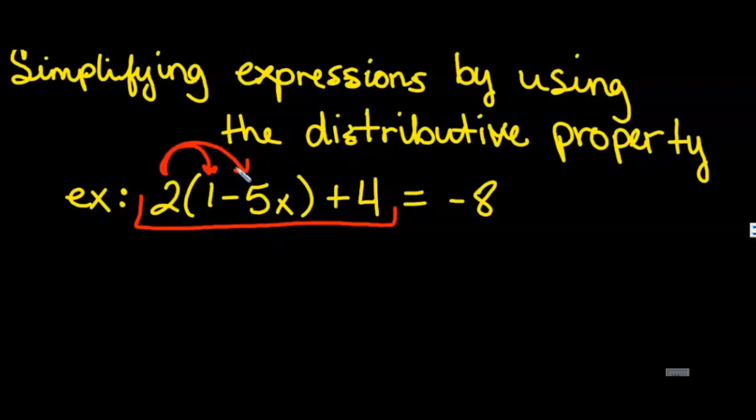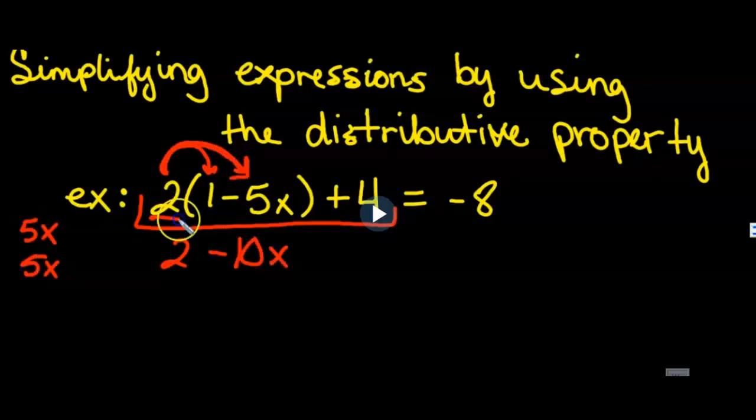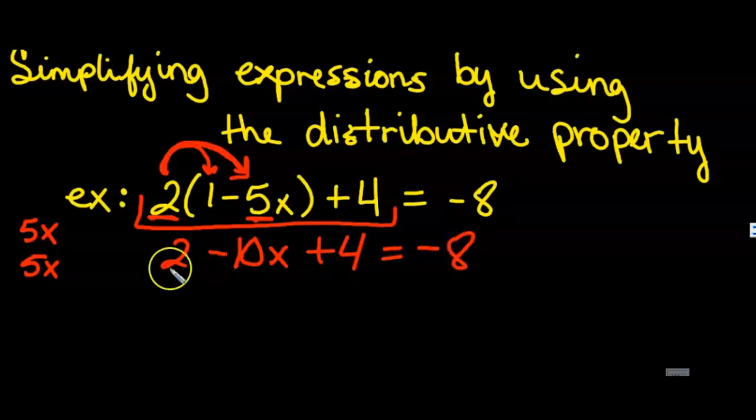Okay. So in the distributive property, the 2 gets distributed or handed out using multiplication to each of these. So 2 times 1 is 2, and 2 times -5x is -10x. Okay, so now we can write everything else down. Plus 4 equals -8, and then we notice that this still is not simplified. So 2 minus 10x plus 4 is still not simplified all the way.